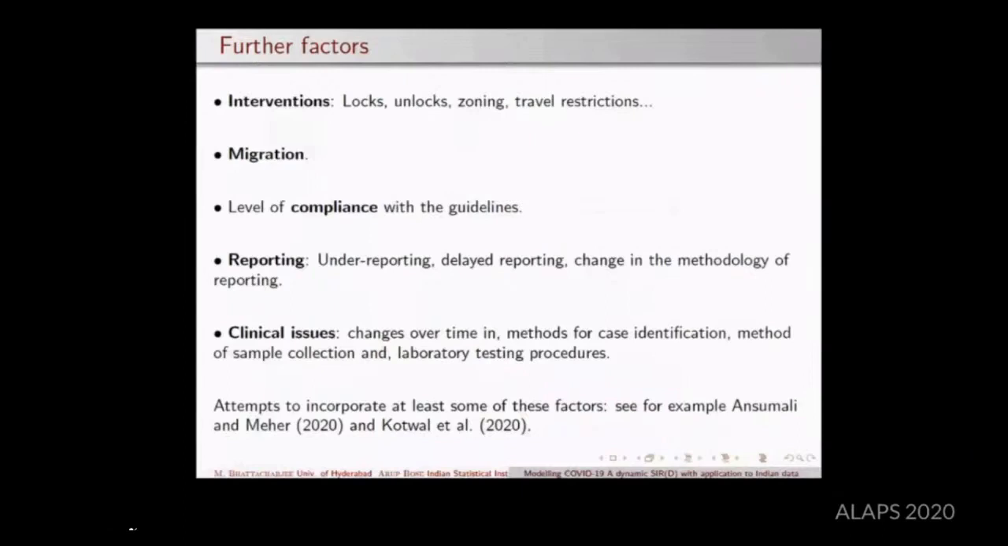So these also affect the progression of the epidemic. And then there is also this issue about what kind of reporting is done. For example, it's believed that there is a significant underreporting of cases, the number of infected people, or of deaths.